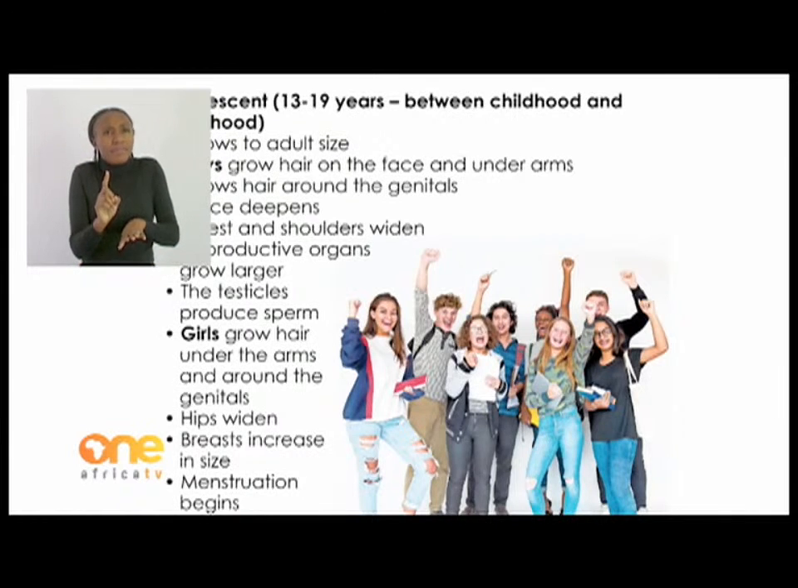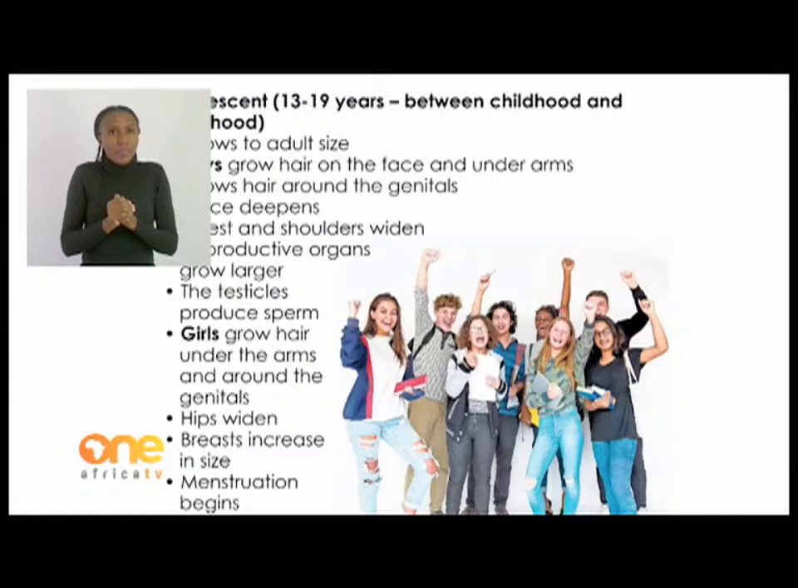And then boys at this stage, when they are teenagers, what happens with the boys? They grow hair on their faces, which is called beard. Okay? Those are boys. And they also grow hair under their arms. Right? You might realize that one of your brothers starts now putting on long sleeves because they don't want you to see the hair that grows under their arms because they are teenagers.